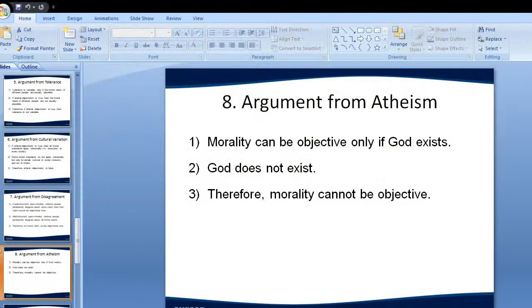Let's go to the argument from atheism. Premise 1.